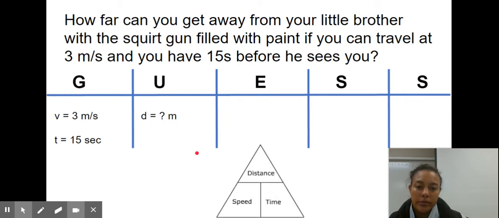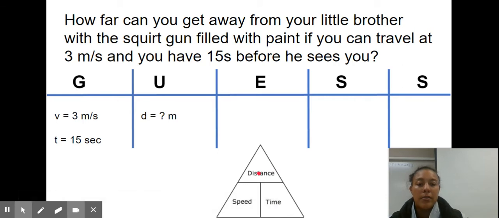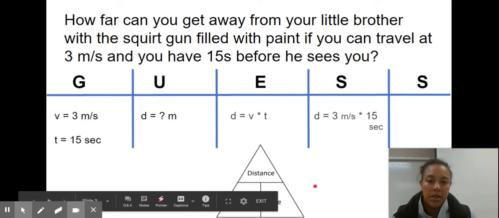Using my chart here, if I cover up distance, I'm going to put my little pointer over the top of it, right? So distance is over here. Then I'm left with speed and time at the bottom. So I'm going to multiply those across with each other. So distance is equal to speed times time, which is my equation.